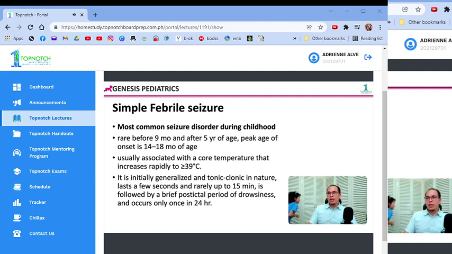So the advice pa rin ng mga society, ng mga recommendation would be to give your paracetamol PRN. Okay, PRN, as needed. Okay, the age group is very important. It's rare before 9 months and after 5 years of age. So if you have a patient developing febrile seizures in less than 9 months, then you have to be wary. Ingat ka, baka mamaya bacterial meningitis pala yan.